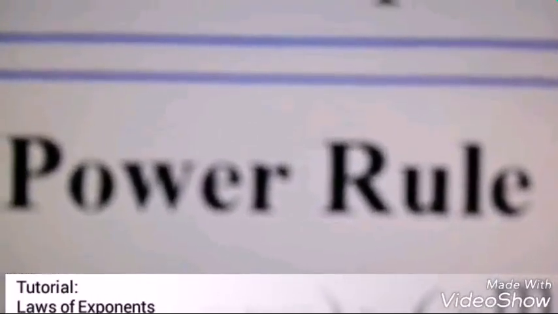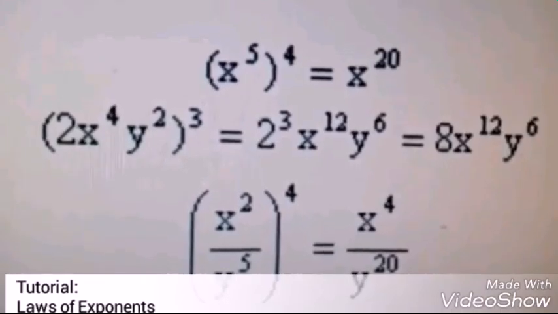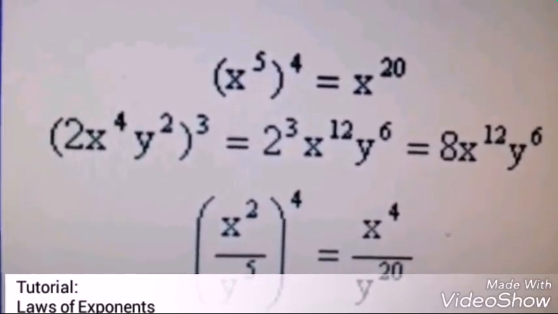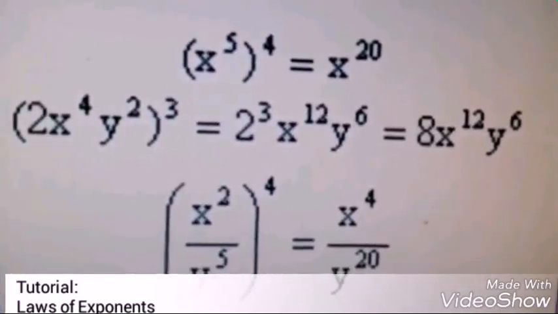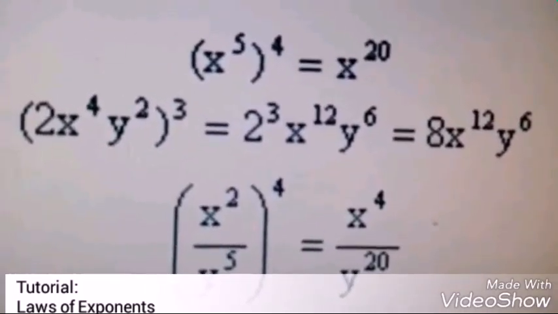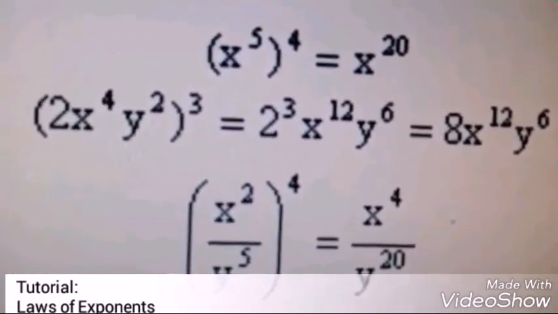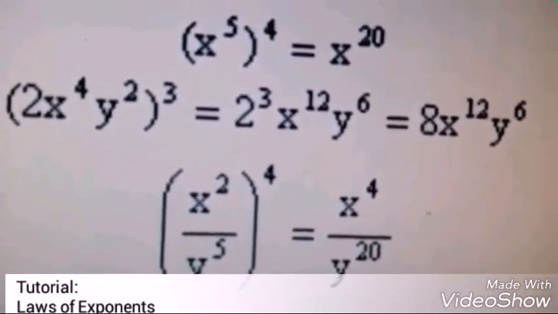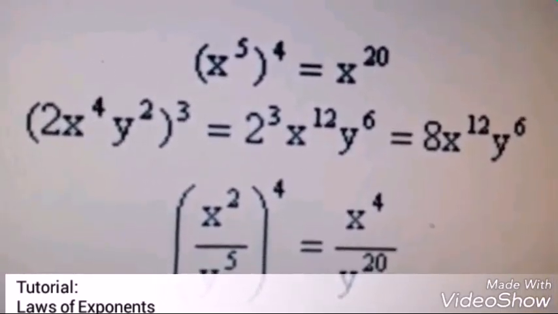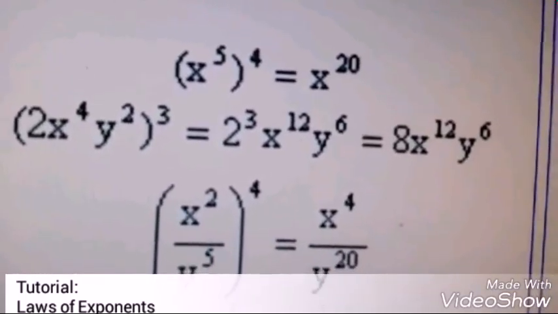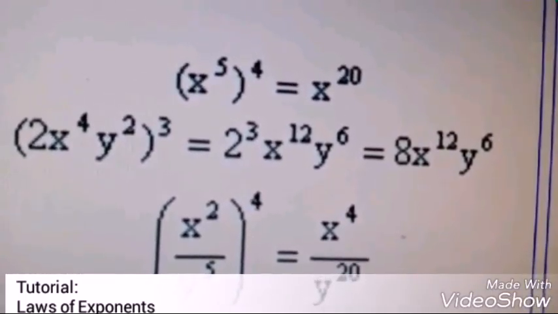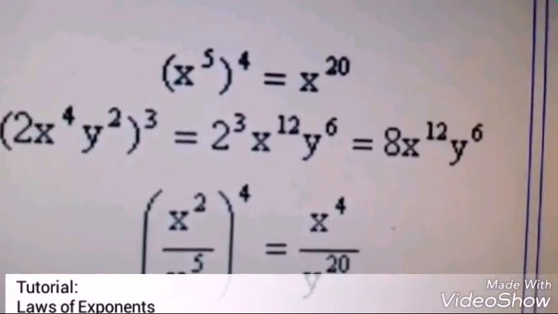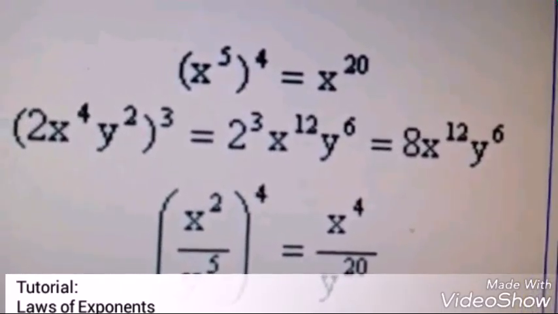The power rule. It tells us that to raise a power to a power, you need to multiply the exponent. In this example, the quantity of x raised to the 5th power raised to the 4th power. So, as the rule says, multiply the exponents. 5 times 4 is equal to 20. The answer will be x raised to the 20th power.